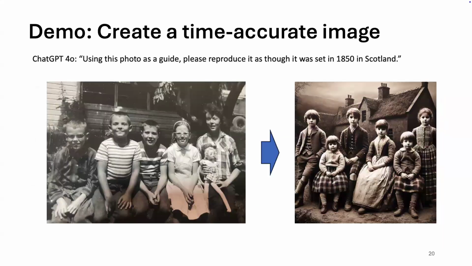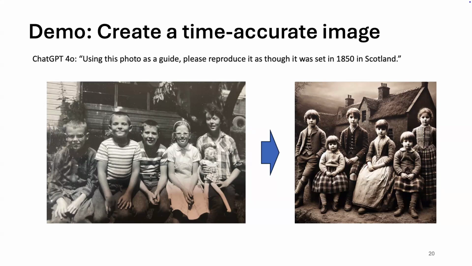So here's another example. I said, using this photo as a guide, the one on the left here, which is me and my cousins and my sister, please reproduce it as set in 1850 Scotland. And it created this image here that you can see on the right. It went on to explain in great detail why those clothes are the way they are: the different fabrics, the different patterns, the hairstyles. I mean, it wrote a whole story about why that image looks like it does.